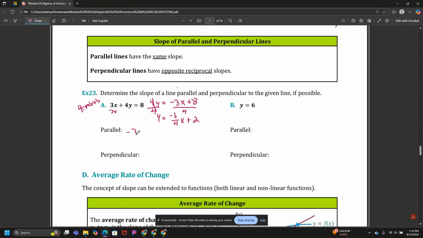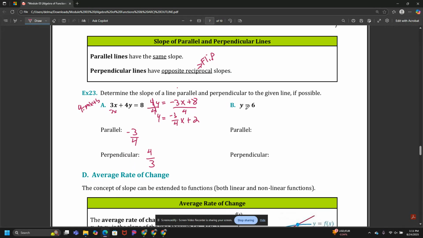Parallel has the same slope, so the slope for the parallel line will be negative 3/4. Opposite means that if it was negative, it becomes positive, so this perpendicular slope is going to be positive. And I'm going to take the reciprocal, or flip. So flipping 3/4 becomes 4/3.